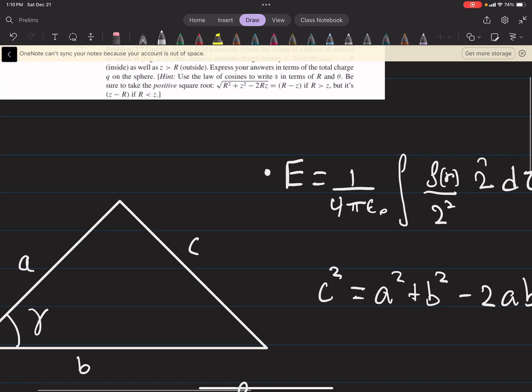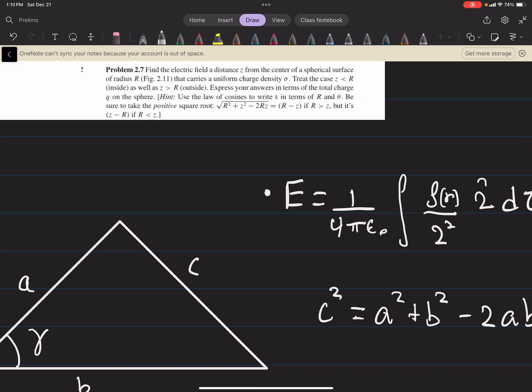Okay, so let's get into this. We have an electric field produced by a particular charge distribution, and we want to find the electric field a distance z from the center of a spherical surface of radius r that carries uniform charge density sigma. And it gives us a hint to use the law of cosines here.